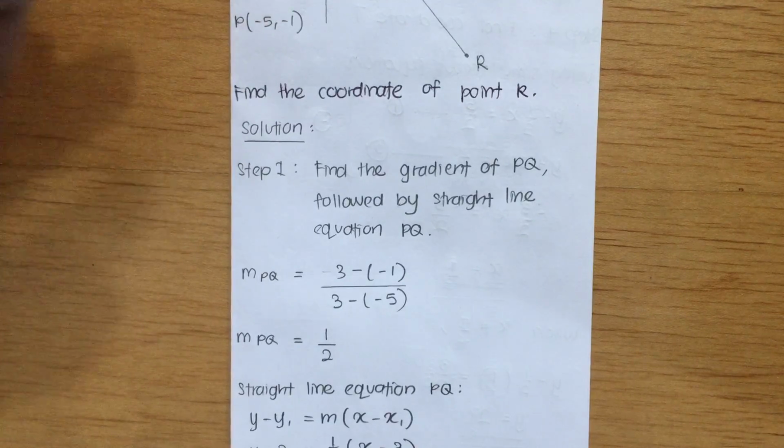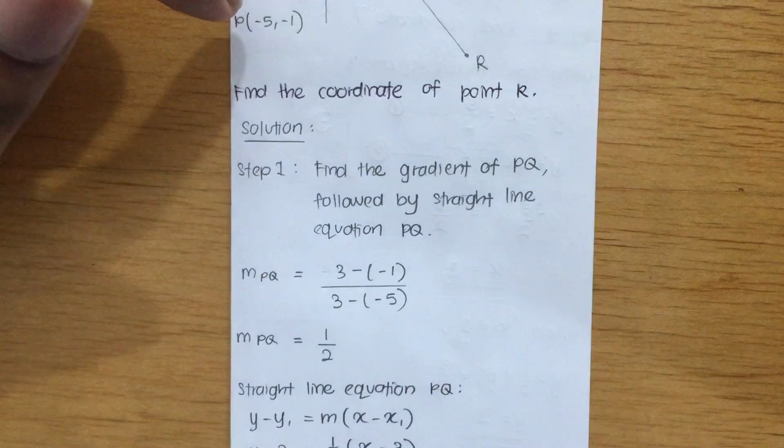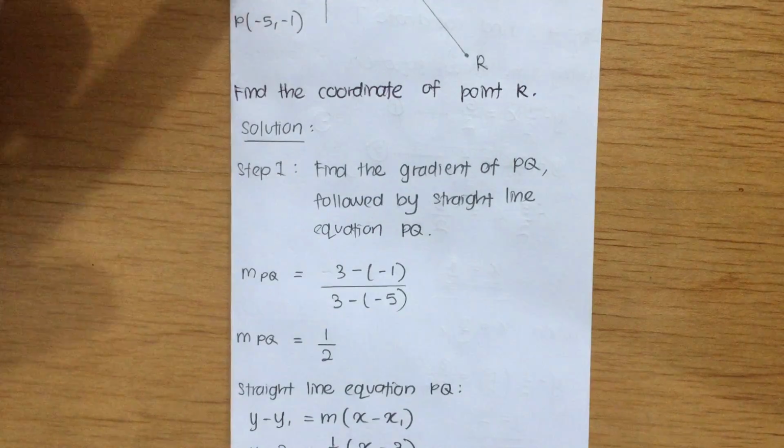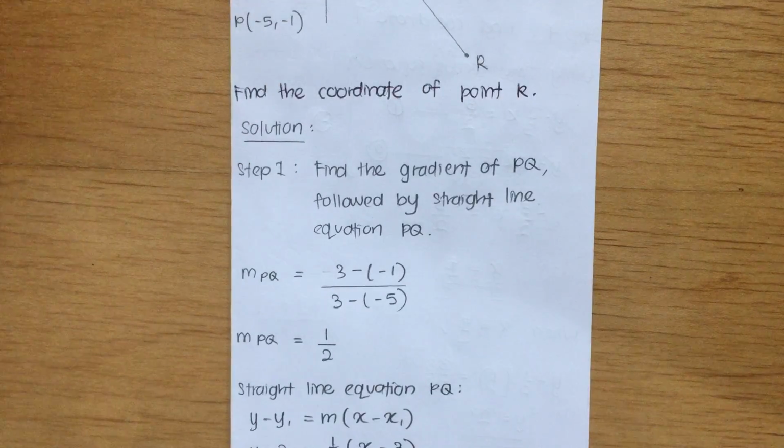So guess what formula you need to use? Yes guys, you are correct again. Gradient PQ times gradient SR will be equals to -1. Yes guys, that will be our next step. So from here we're going to proceed with the next page, so please hold on guys.